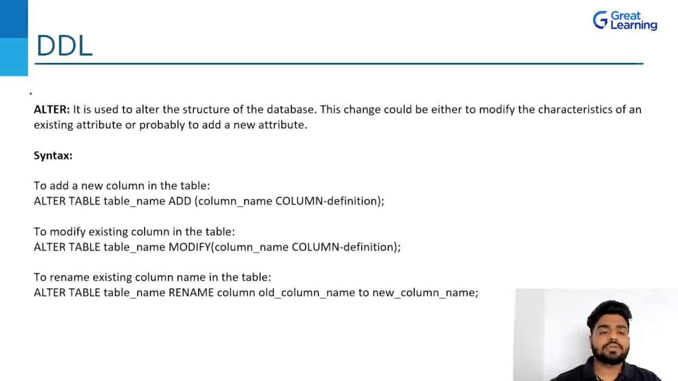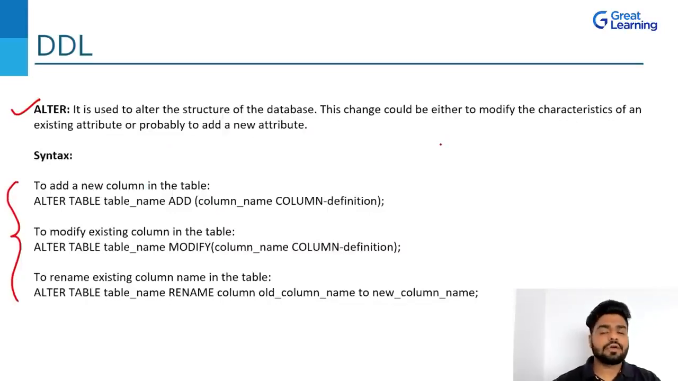Now let's come back to alter. What is alter? It is used to alter the structure of the database. This change could be either to modify the characteristics of an existing attribute or probably to add a new attribute. So if you want to add something or to modify something, we use this. Now, these 3 are very important. Please understand them one by one. To add a new column in the table.